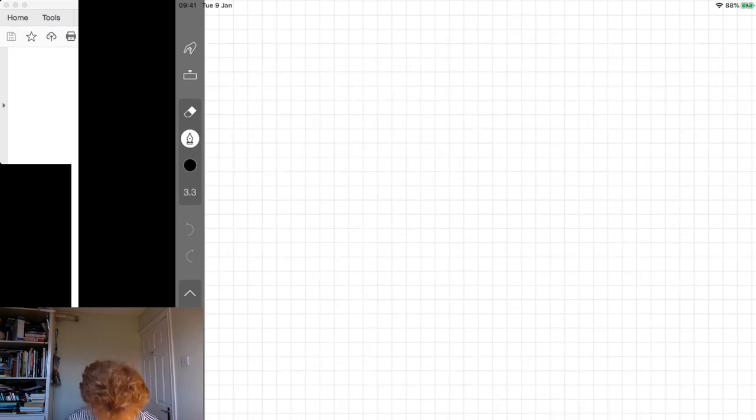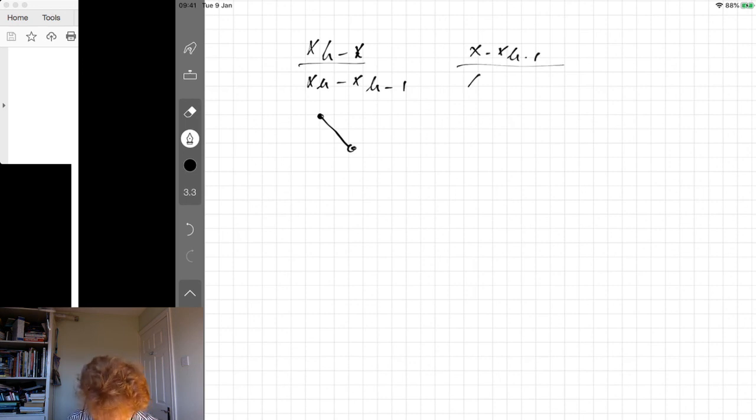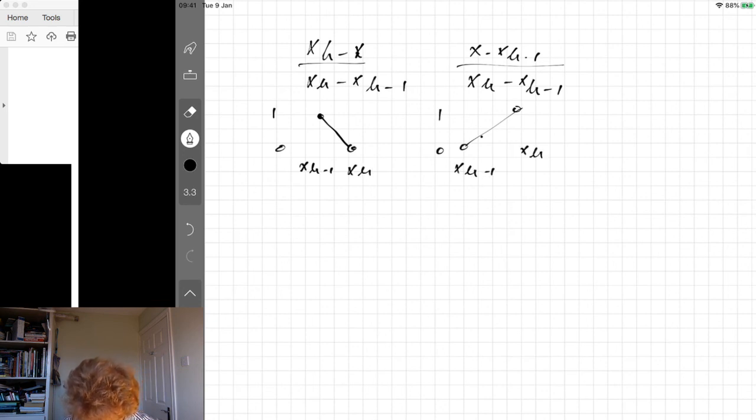Let's sketch that. The first part, (x_k minus x) divided by (x_k minus x_{k-1}), is this part. The second bit, (x minus x_{k-1}) over (x_k minus x_{k-1}), is this part, because it has a positive incline. So it's 0 here, 1 here. If we take the first term at x_k, it's 0, that's what's drawn. If we take it at x_{k-1}, we end up at 1. Likewise, in the second term, at x_k we are at value 1, and at x_{k-1} its value is 0.